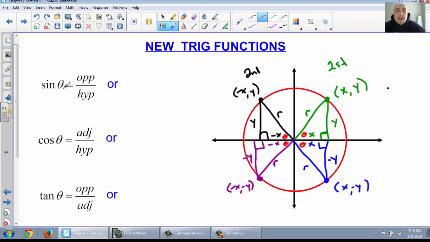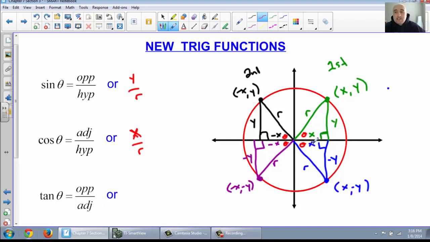So if sine is opposite over hypotenuse, opposite of theta is y, hypotenuse is r. So sine is your y value divided by your r value. Cosine would be your adjacent over hypotenuse. So adjacent would be your x value over your hypotenuse. So x over r.